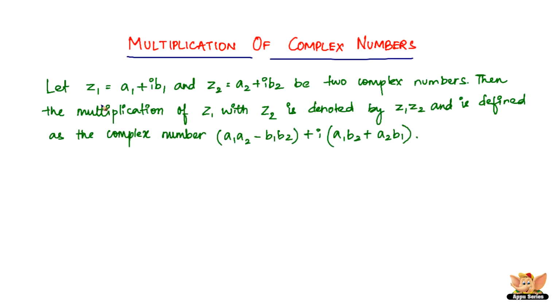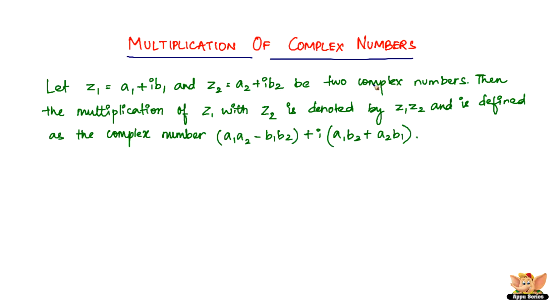Alright, so here we've got the explanation to try and understand the multiplication of complex numbers, which says: let z1 equals a1 plus ib1 and z2 equals a2 plus ib2 be two complex numbers. Then the multiplication of z1 with z2 is denoted by z1 z2 and is defined as the complex number (a1 times a2 minus b1 times b2) plus i times (a1 b2 plus a2 b1). So this is how you're supposed to multiply two complex numbers of the form z1 equals a1 plus ib1 and z2 equals a2 plus ib2.